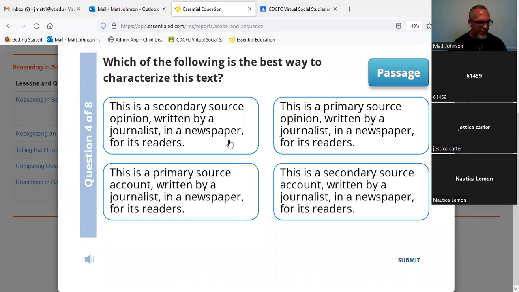So what's the best way to characterize this text? It is also a primary source. This is where sometimes they get a little complicated. It's still a primary source because it's happening in the time period of the event. It is sort of a secondhand account because it uses other sources. But first and foremost, it is a primary source because of the time frame. It is written by a journalist, and it's meant to be read by the readers of the newspaper. So a primary source account written by a journalist in a newspaper for its readers.